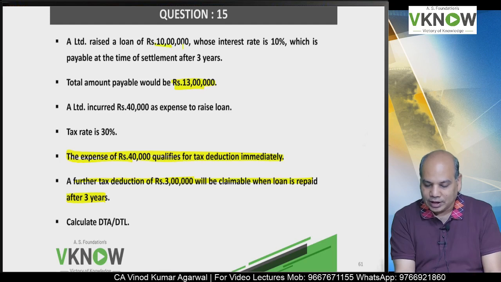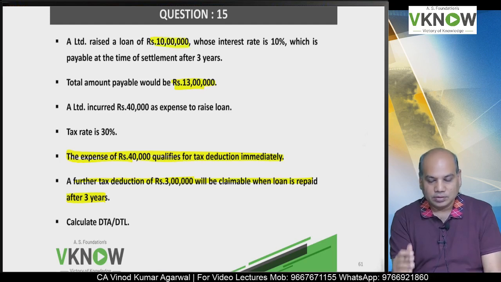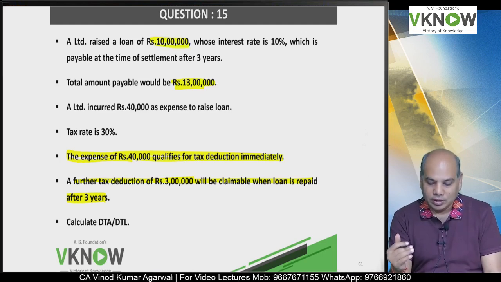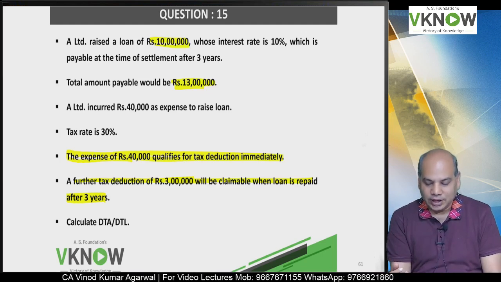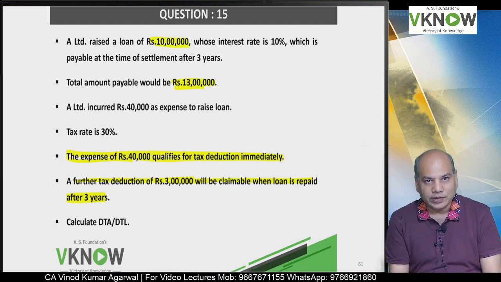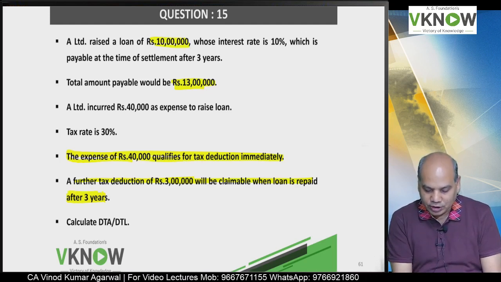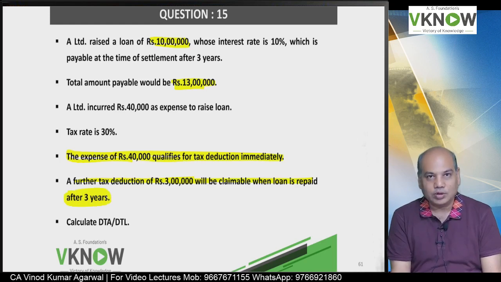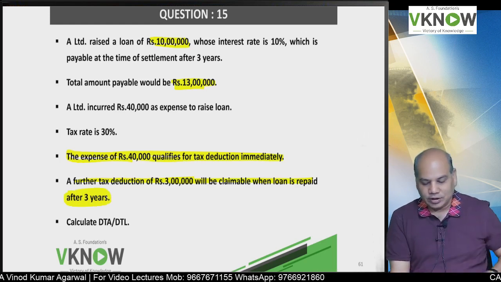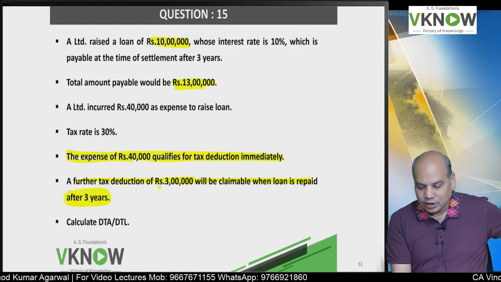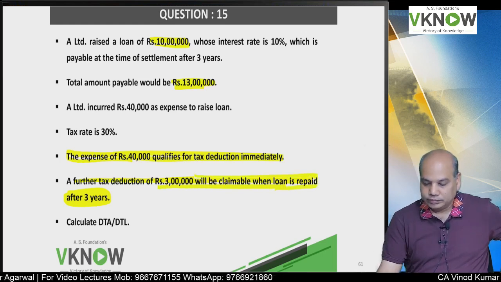Out of that 10 lakh will be principal. Anything above 10 lakh will be allowed as a deduction. So that will give rise to our temporary difference.